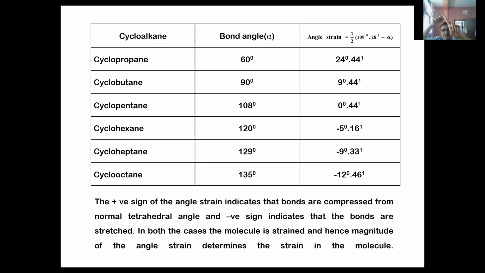Just like this finger, if you forcibly bring it like this, it will experience pain, and when you bring it like this, it experiences pain. This is expansion, this is compression. Okay, so this is how in molecules, when bonds are compressed, we find a positive value. When the bonds are expanded, we experience a negative value. But in both cases, there is strain in the molecule.